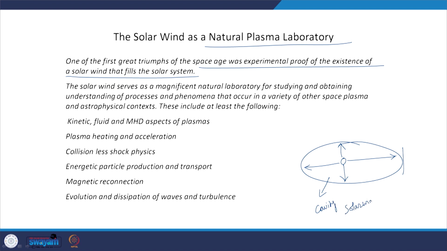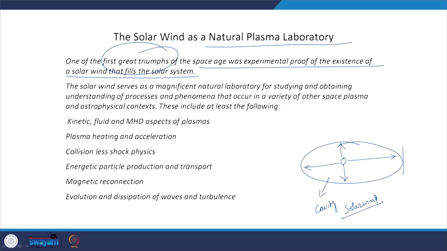The experimental demonstration of the existence of the solar wind, or the persistent flow of solar wind that maintains this cavity, is considered the greatest triumph of the space age. That means this has led to a lot of discoveries, a lot of understanding of plasma physics to begin with. The solar wind serves as a magnificent natural laboratory for studying and understanding processes and phenomena that occur in a variety of other space plasmas, such as astrophysical plasma.